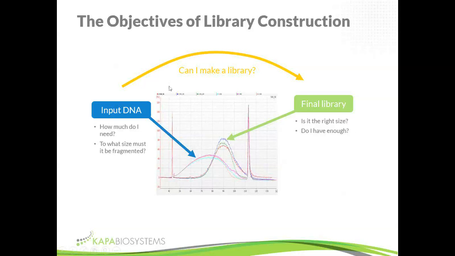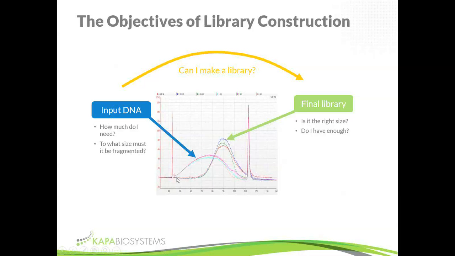And so, when we have our sample in our hand, we need to make a decision about how to make this library for the sequencing application and the biological question that we're trying to answer. The things that are close to us are: how much DNA do I have? How much DNA do I need to make the library? To what size do I need to fragment it? We discussed that in detail. And then in the end, we make the library and ask, did it come out the right size? Do I have enough?